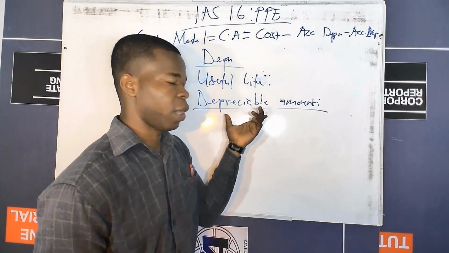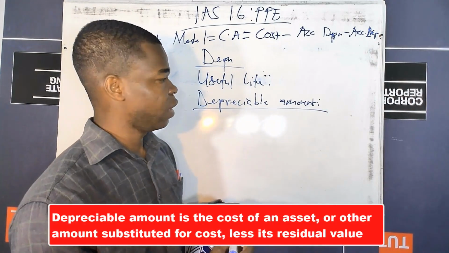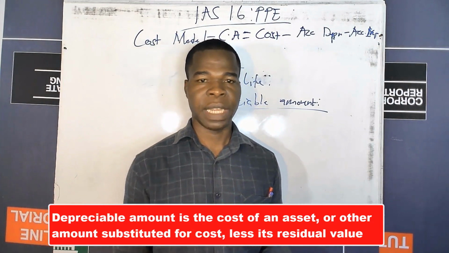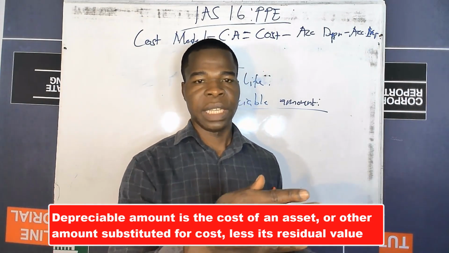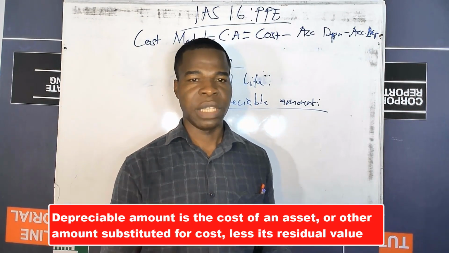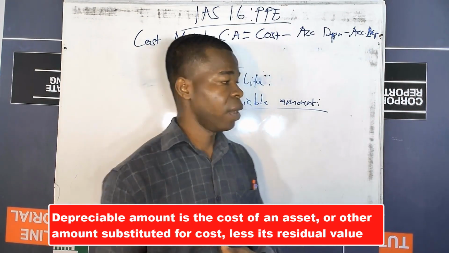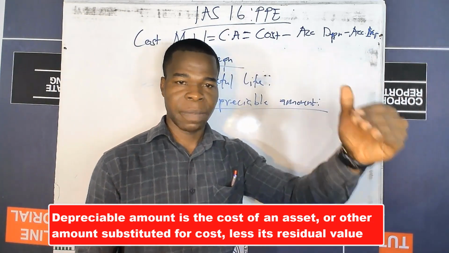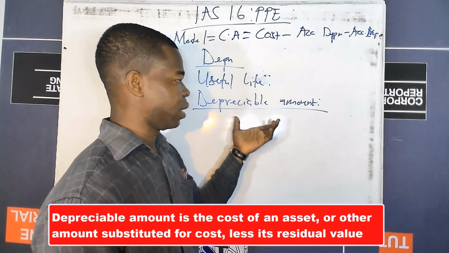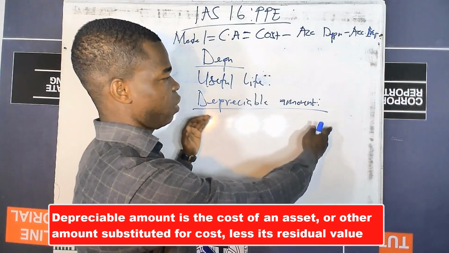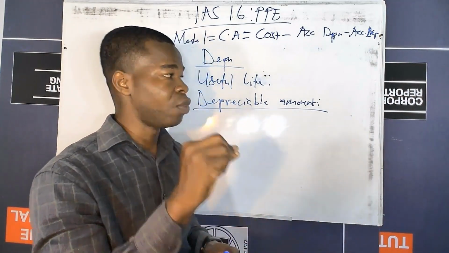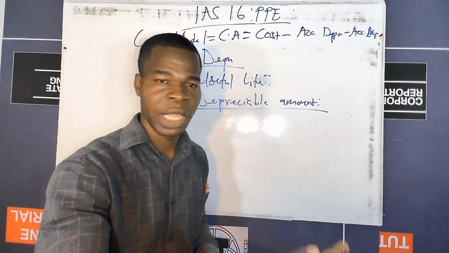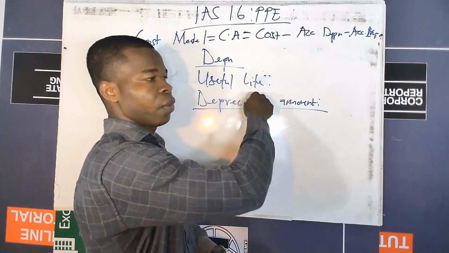Then, when we talk about the depreciable amount, we are looking at the cost of an asset, or the amount substituted for cost, after deducting the residual value. That is the depreciable amount, the amount attributed to depreciation. Because in the definition of depreciation, we said it is the systematic allocation of the depreciable amount over the useful life of the asset.